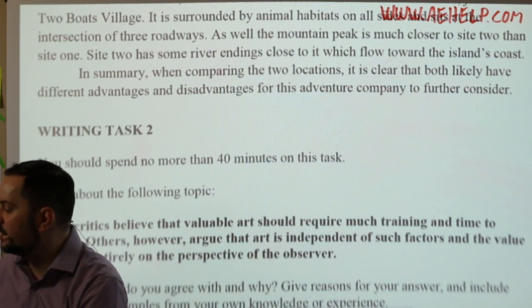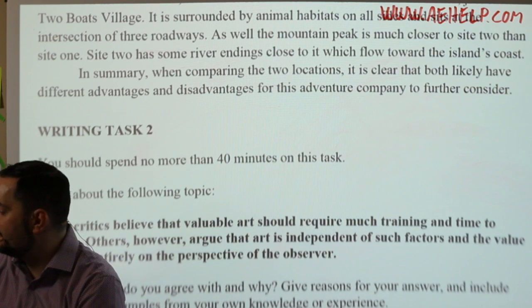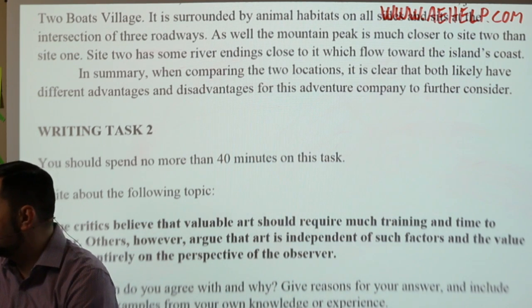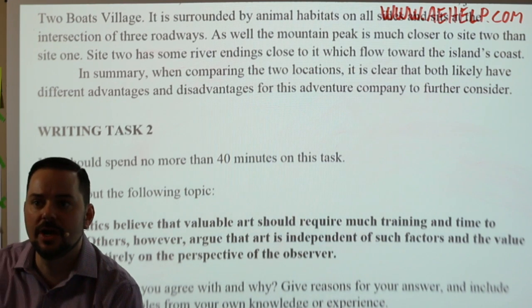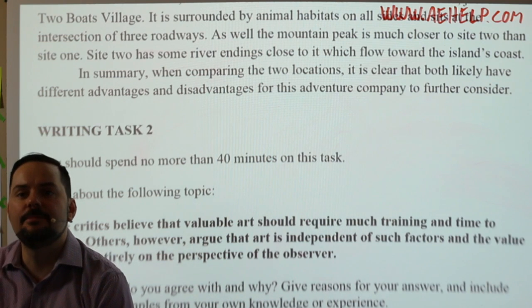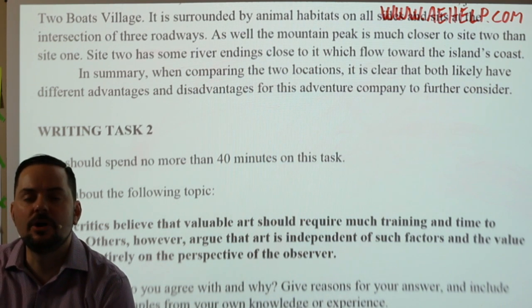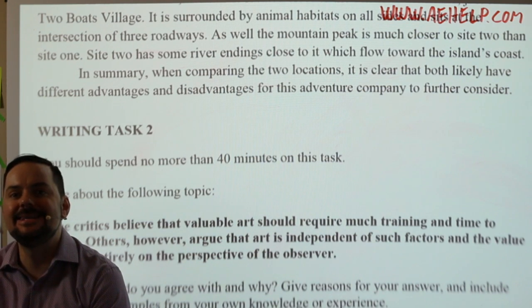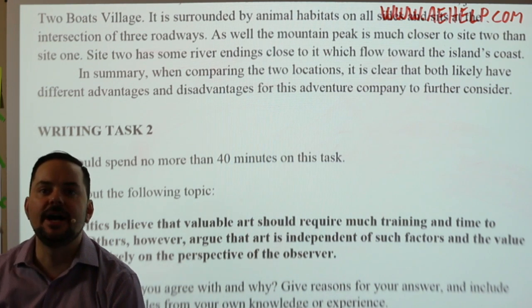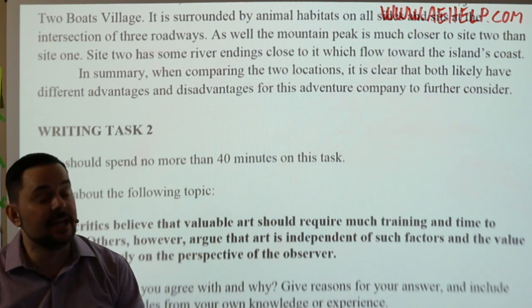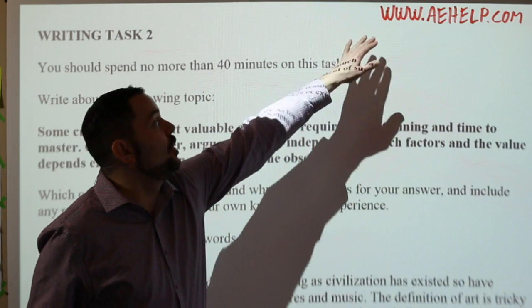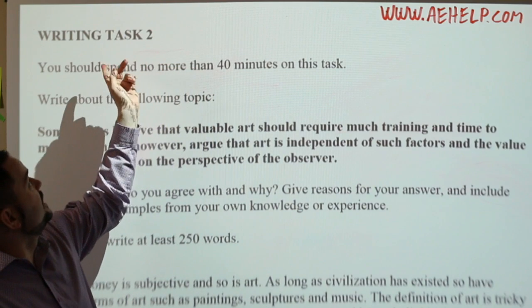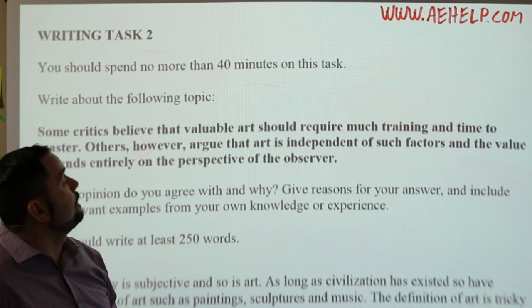In summary, when comparing the 2 locations, it is clear that both likely have different advantages and disadvantages for this adventure company to further consider. Okay, so here is an example of a response that would get a band 9. Again, you can find these types of sample responses on our website at aehelp.com, and then you can see, of course, this is an answer key that we're looking at, so task 2 follows.